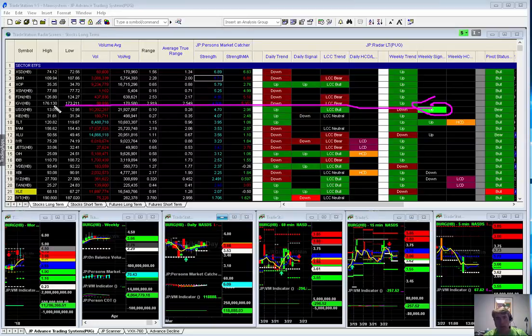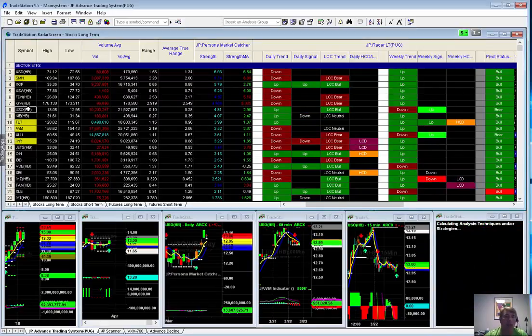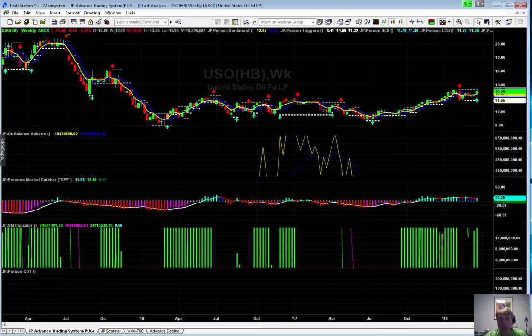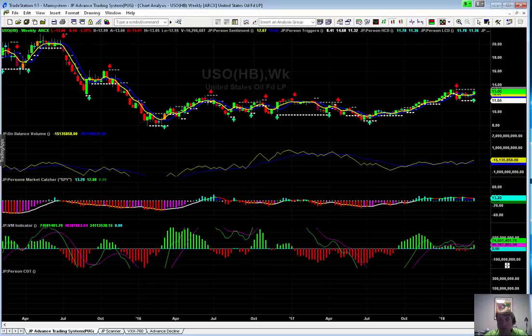Now, if we go all the way over here, you would see that would be USO. USO is flashing. If it closes here or higher on Friday, and today's not Friday, today's Thursday, then this will generate a new signal. It's warning me right now what could be. So I can look at this and start to prepare, gee, if I'm not already long crude oil, do I want to be long crude oil?